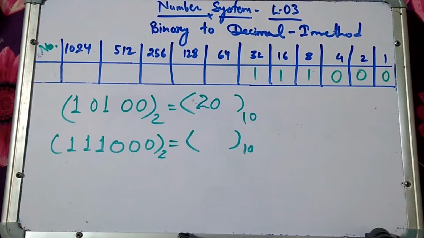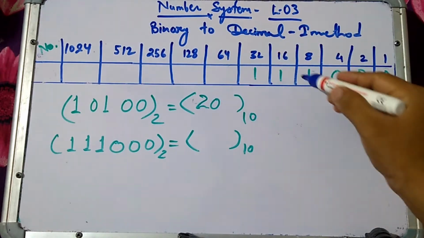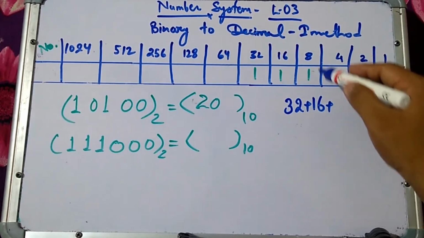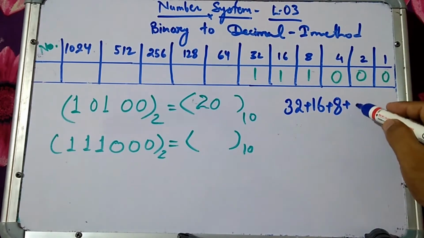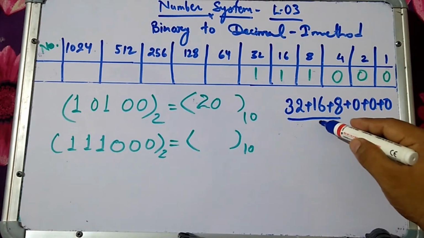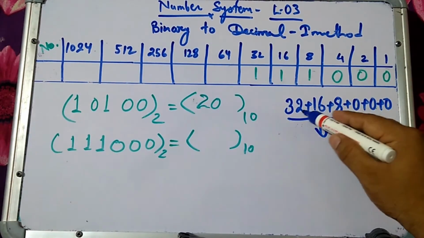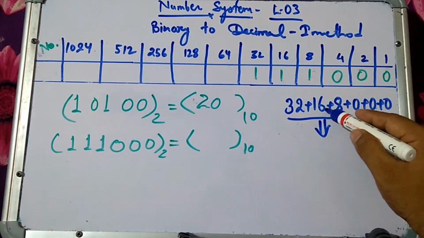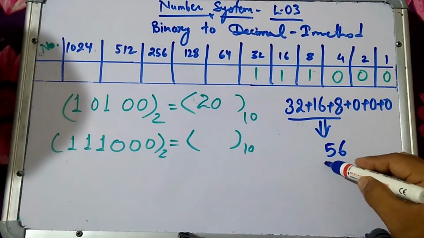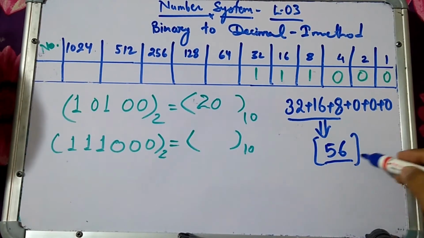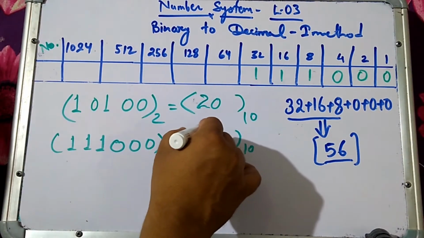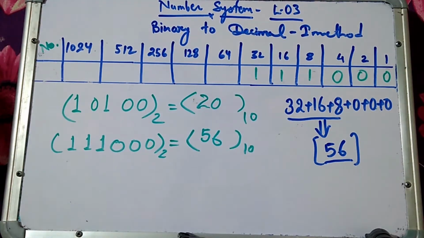I'm going to change the marker so it will be clear to you. 32 times 1 is 32, 16 times 1 is 16, plus 8 times 1 is 8, plus 0, 0 and 0. Now add these numbers, you are going to get 50, 6, so you are going to get 56. I think this is clear to you. So it is the binary of 56.